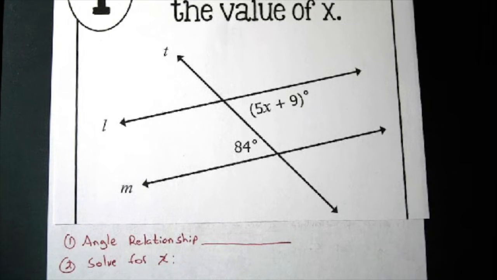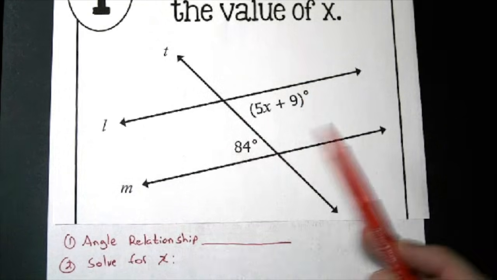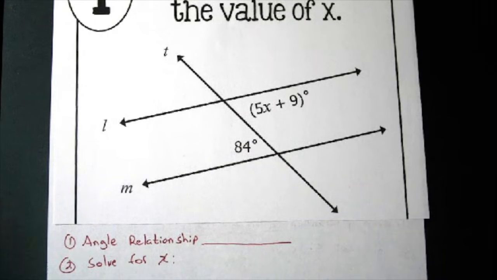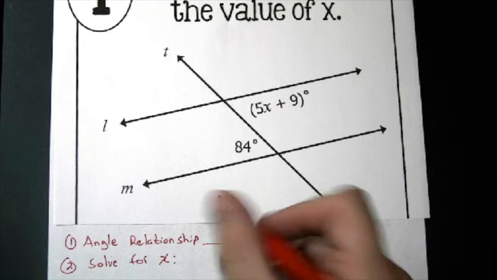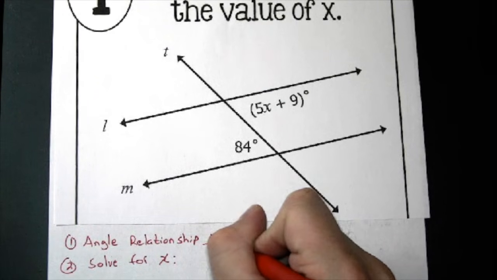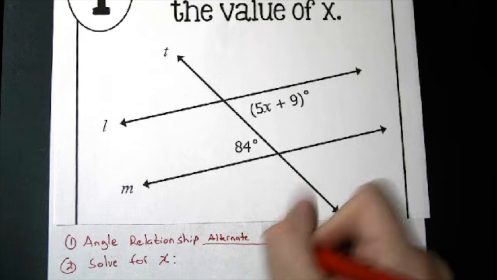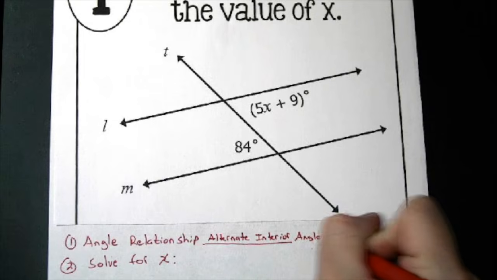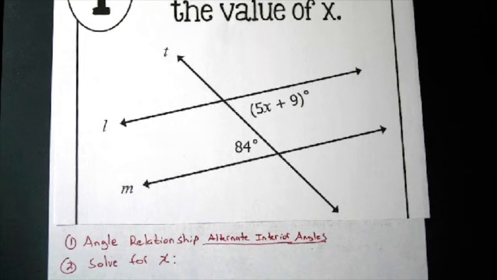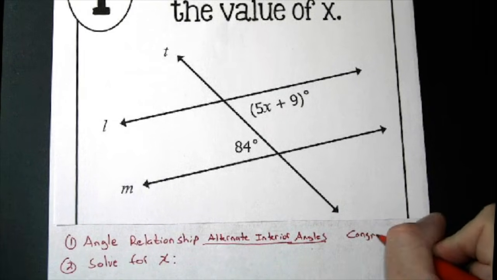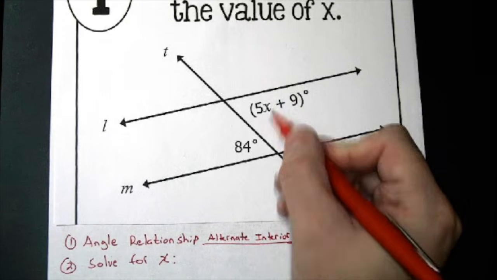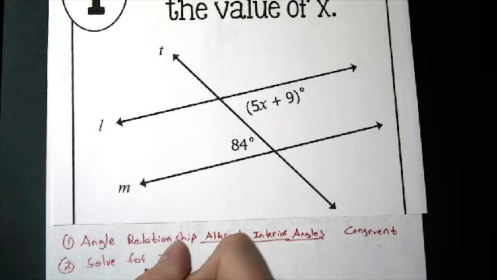So looking at this problem, it tells us that L and M are parallel, L and M, and T is our transversal. So to solve this problem, we're going to use alternate interior angles. And we know that alternate interior angles are congruent. So we're going to set these 2 angles equal to each other like this.